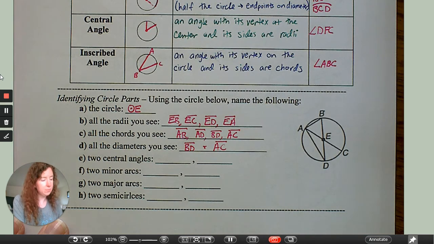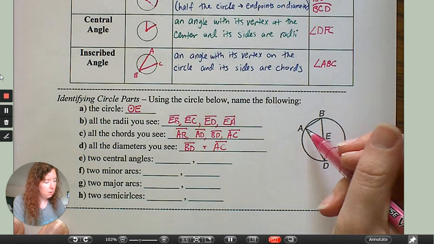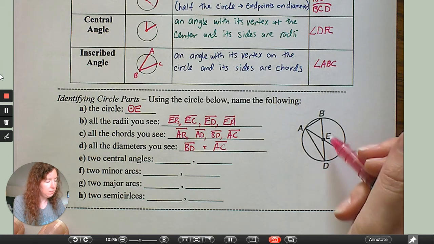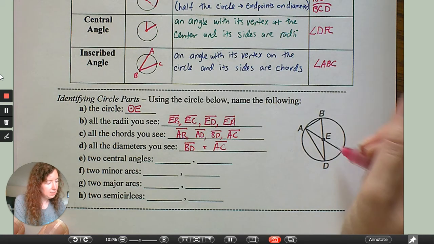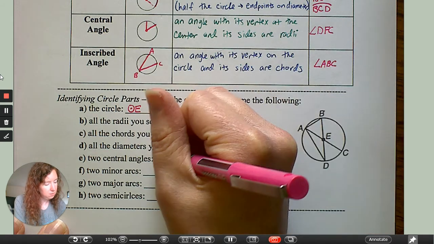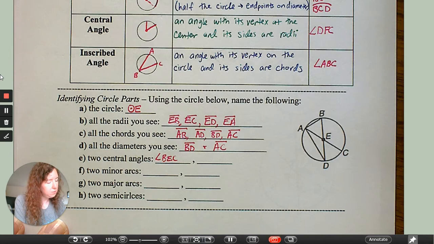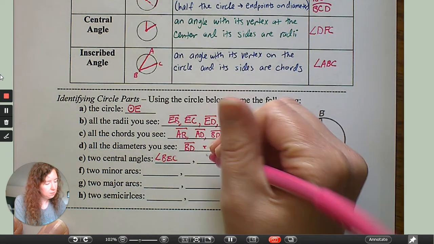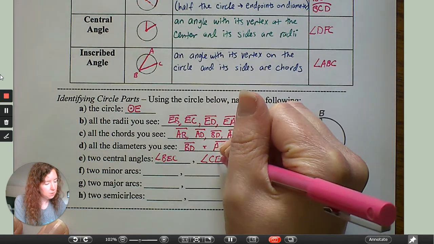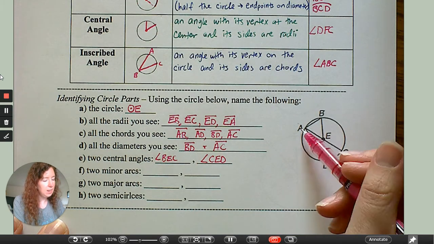2 central angles. There are lots of different angles you could have named. I see 1, 2, 3, 4, 5, 6. There's a bunch. I could name angle BEC. That's a central angle. I also have angle CED. So there are lots of other ones you could have named as well. You could have said DEA. You could have said AEB.